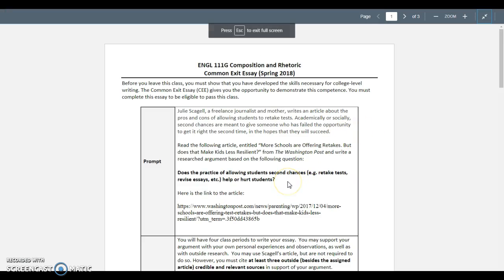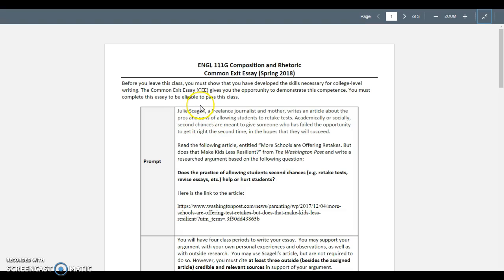So if we go ahead and look at the instructions, one of the things I do want to mention is that both options have the same instructions. It's the same process. The only difference is the topic and the article that you are assigned to read. So let's go over the instructions.